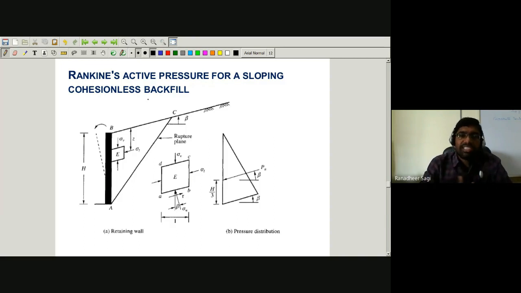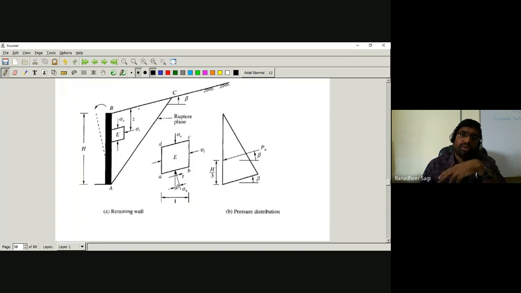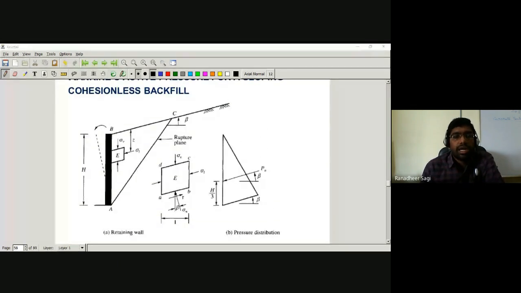So those cases are also taken into consideration, and how to calculate Rankine's active earth pressure or passive earth pressure with them, we'll come across in our next class. We'll continue our discussion with Rankine's active earth pressure distribution, taking into consideration other factors like sloping ground, that means sloping backfill, or inclined retaining wall, or rough surface of contact between the retaining wall and the backfill material. We'll look into those particular conditions in our next subsequent class.